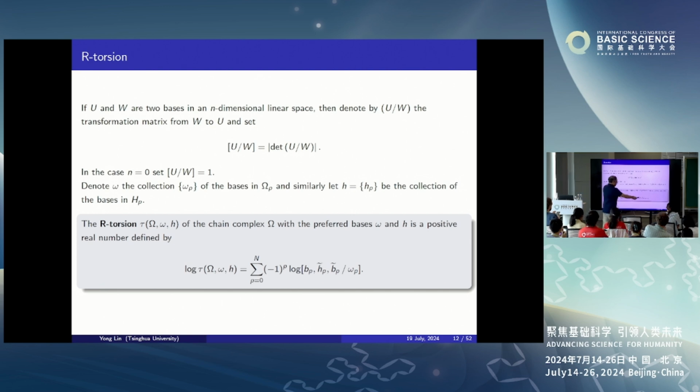This bracket means the transformation matrix from omega p to this space, these two bases of the linear space. Given two bases of the linear space, there is a transformation matrix between them. So yeah, there is the determinant, and we take the absolute value of this determinant.